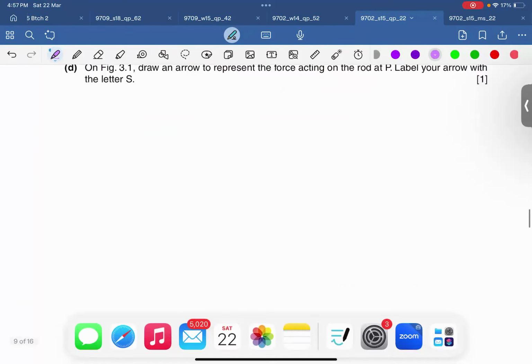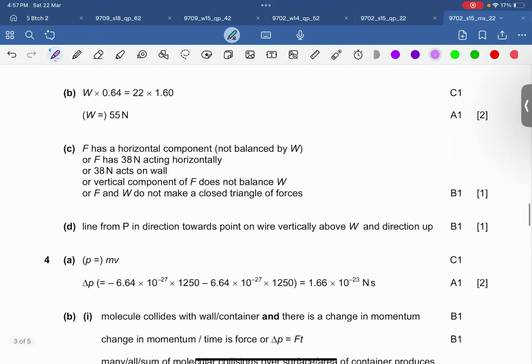और अच्छा जी, देख लेते हैं इसकी मार्किंग भी चेक करते हैं, एग्जामिनर क्या कह रहे हैं। सो लाइन from P in the direction toward the point Y vertically above W in direction upward, okay?